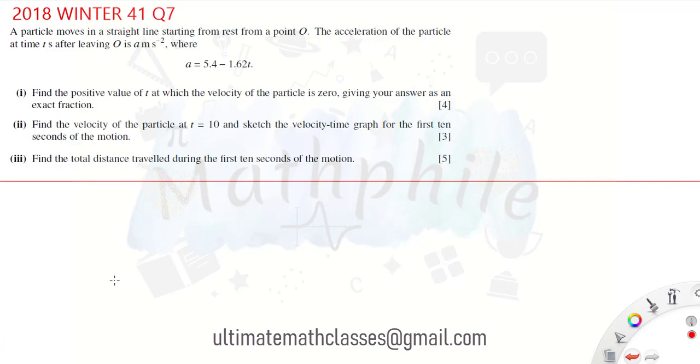Okay, let's take the question. A particle moves in a straight line starting from rest from point O. The acceleration of the particle at time t seconds after leaving O is a meters per second squared, where a is equal to 5.4 minus 1.62t. Find the positive value of t at which the velocity of the particle is zero, giving your answer as an exact fraction.